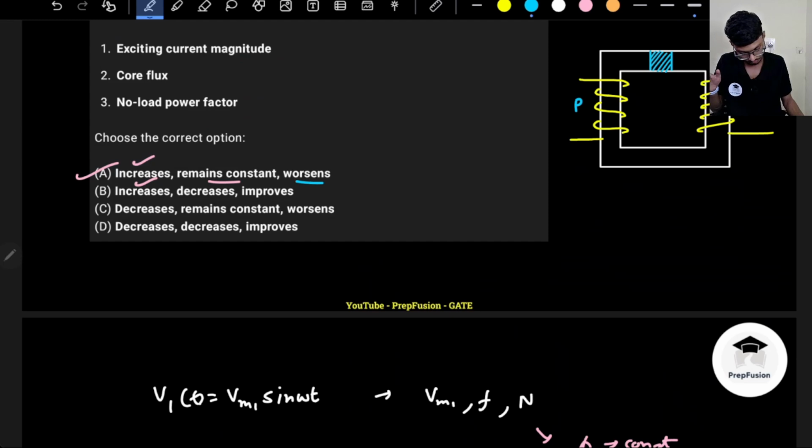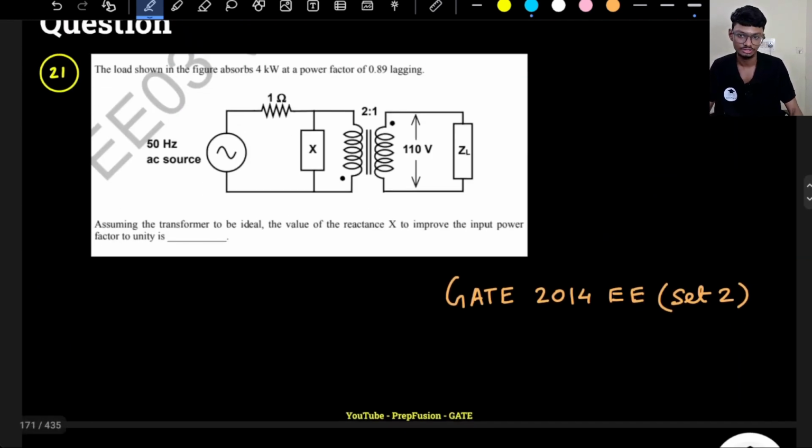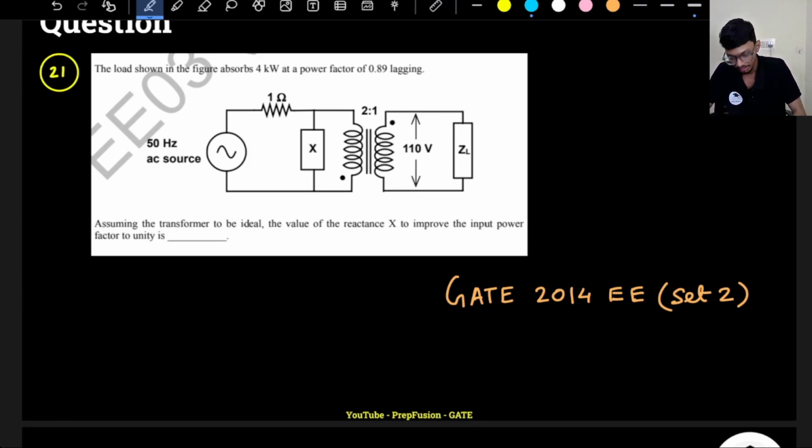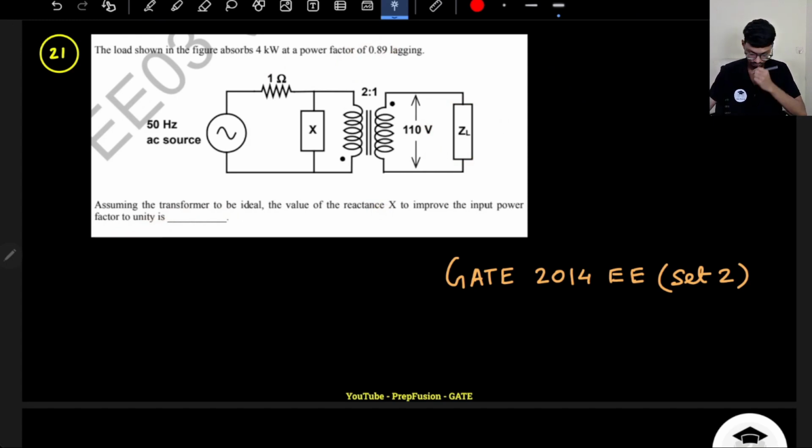Okay, now let's move on to the next question. Whatever we have learned, we are just implementing those concepts. Here in the figure, they have told me that I have a load that absorbs 4 kilowatt of power at 0.89 lagging. Assuming the transformer to be ideal, what should be the value of the reactance X so that I can improve the input power factor to unity?